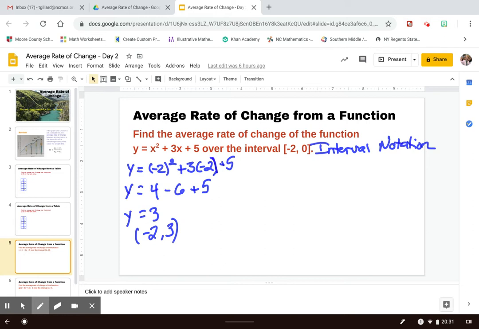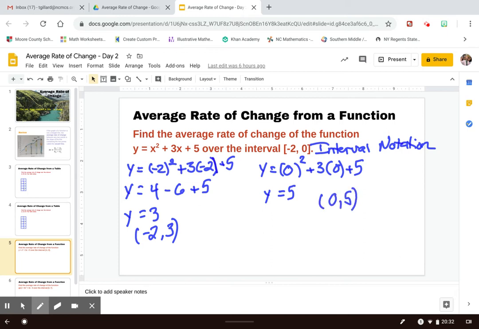Now, for the 0, we're going to take the same function. So we're going to have y equals 0 squared plus 3 times 0 plus 5. So 0 squared is 0. 3 times 0 is 0. So 0 plus 5 gives me y equals 5. So then my ordered pair here is going to be 0, 5.